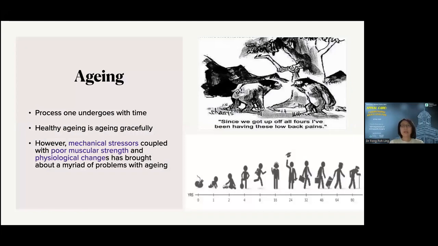We all age, you know, it's a process that one undergoes with time, but more importantly, we need to age gracefully. What is aging gracefully? And that is to have healthy aging, whereby we can still continue to do our own activities at our own pace, continue to spend time with our family and be in less pain. However, as we continue to age, mechanical stressors with poor muscular strength, as well as physiological changes that are brought about in aging, bring about a lot of problems as we continue to grow older.